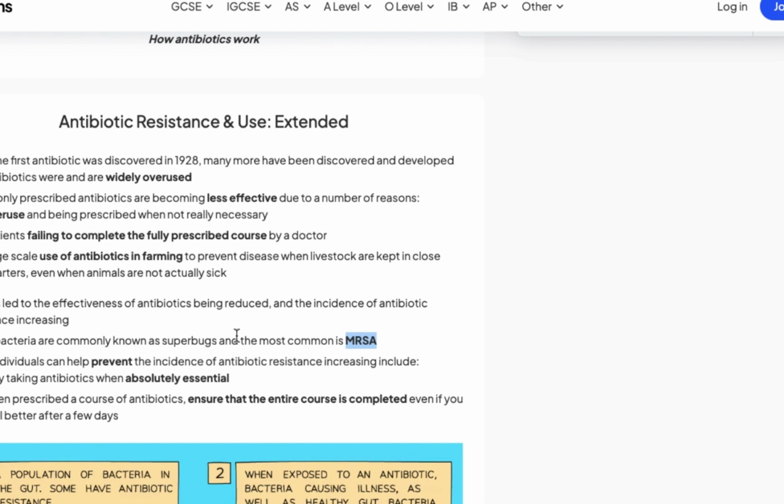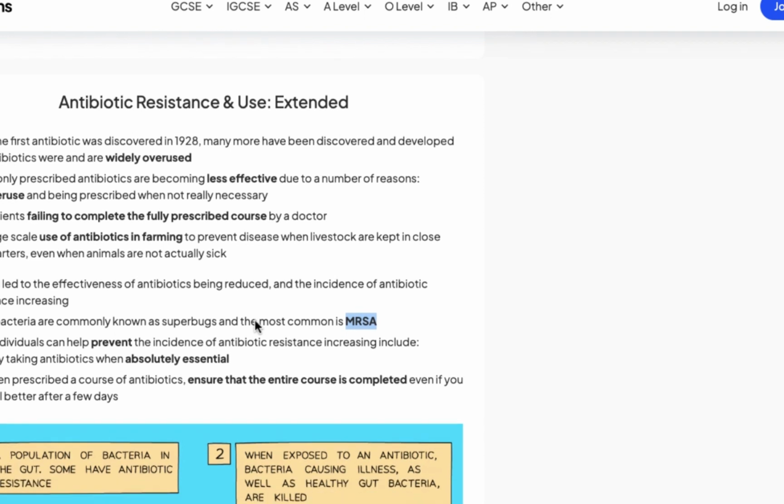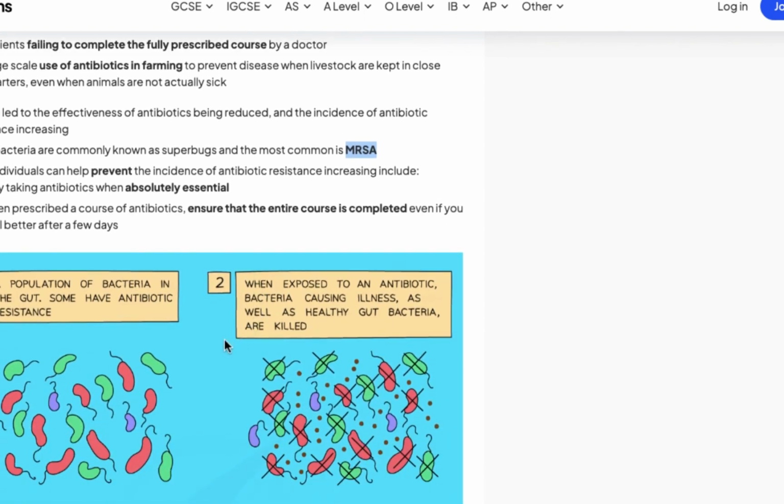Now let's take a look at ways individuals can help prevent the incidence of antibiotic resistance increasing. One, only take antibiotics when absolutely necessary. You don't abuse it. You only take it when it is absolutely necessary and when it has been prescribed to you by a medical expert. When it's prescribed, it's prescribed. These are the two ways you can make antibiotics effective. When it's prescribed to you by a medical expert, then you take it.